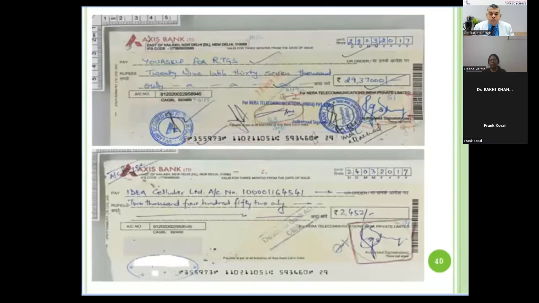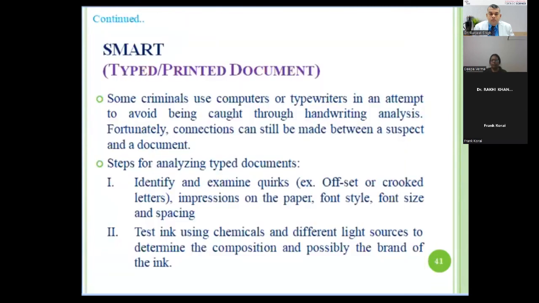These are a few examples of the cases which we have examined in the laboratory where checks have been paid by erasing the original numbers and used at a different location.